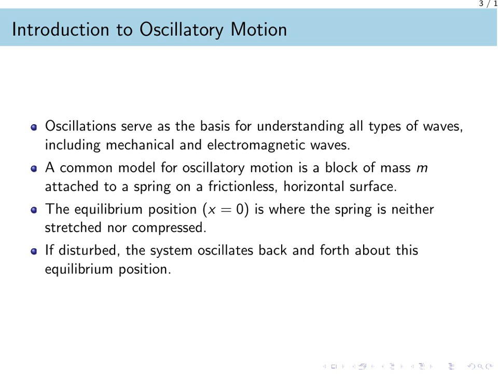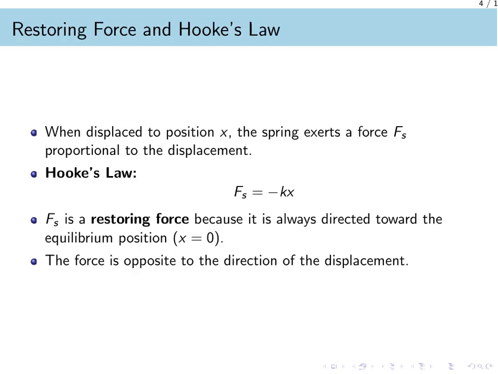If we disturb the block from this position, the system will begin to oscillate, moving back and forth around that central equilibrium point. The physics of this movement is governed by a restoring force and Hooke's law. When the block is displaced to a certain position, the spring exerts a force that is directly proportional to that displacement. According to Hooke's law, the spring force equals the negative of the spring constant multiplied by the displacement. We call this a restoring force because it is always directed toward the equilibrium position.